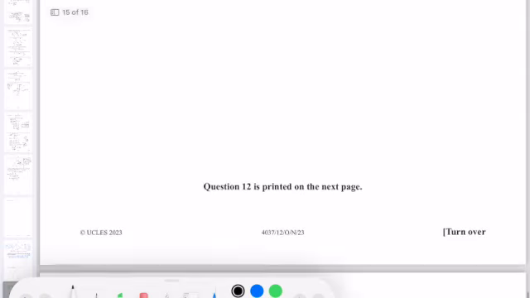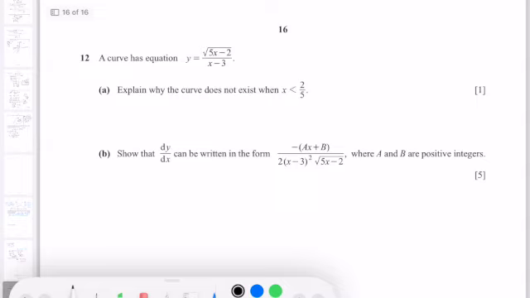This is the last question maybe. Explain why the curve does not exist for x less than 0. We cannot take the square root of a negative number.